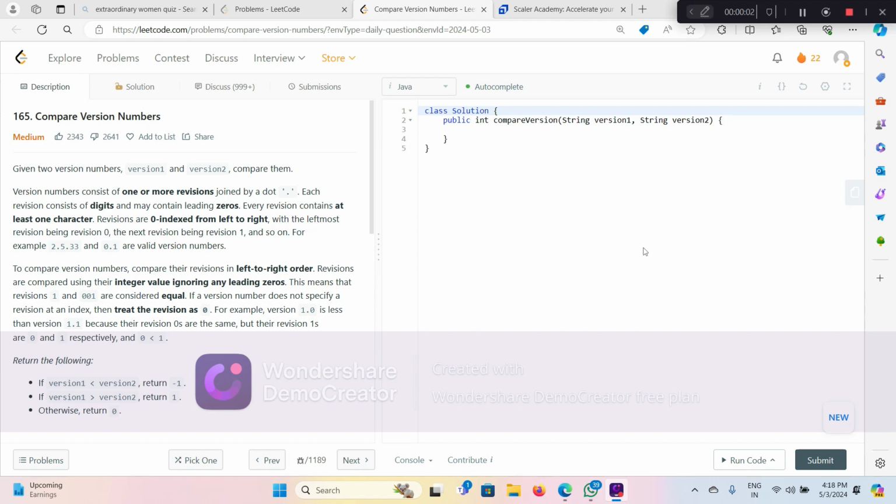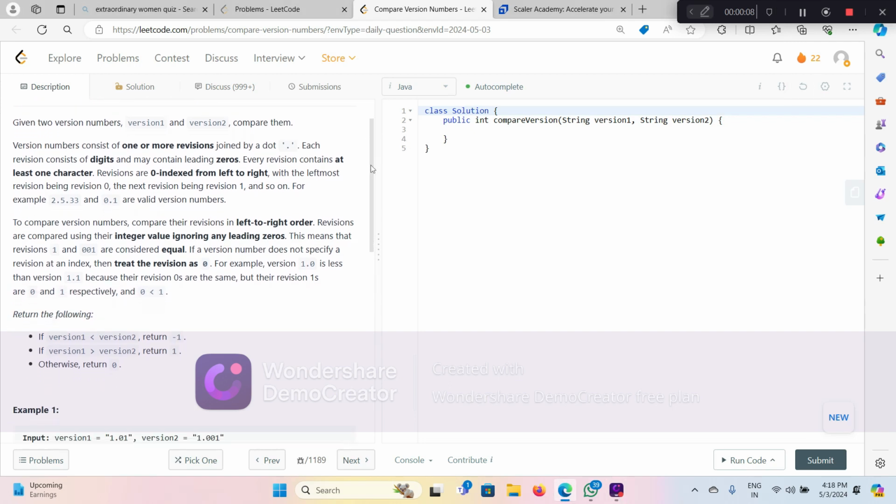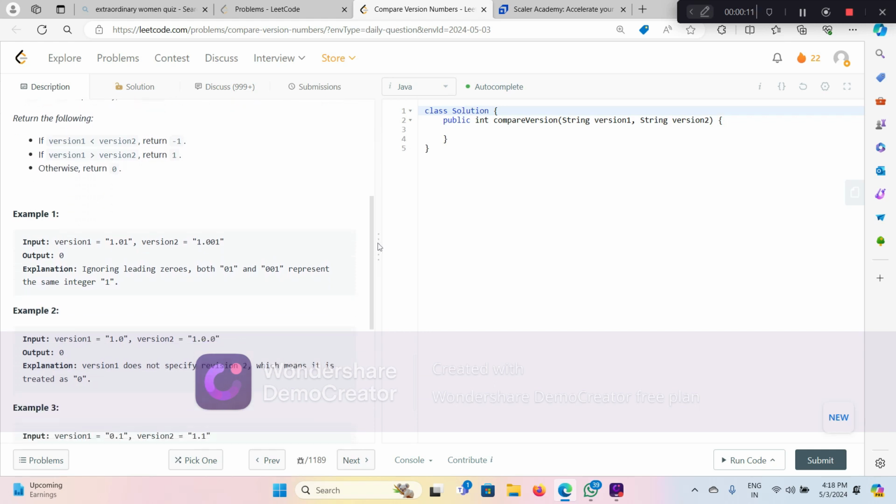Hello everyone, so today we're going to solve this problem, compare version numbers. Basically we have to compare the versions of the files. You can say we have dot-separated versions, right? Like 1.001.something like that. So we have to compare those kinds of numbers.